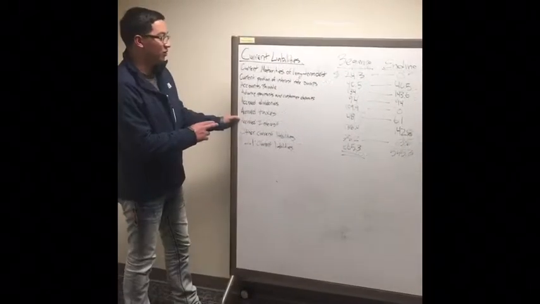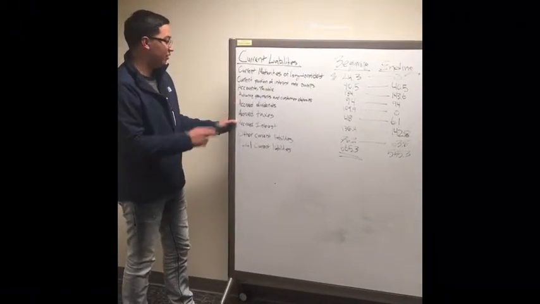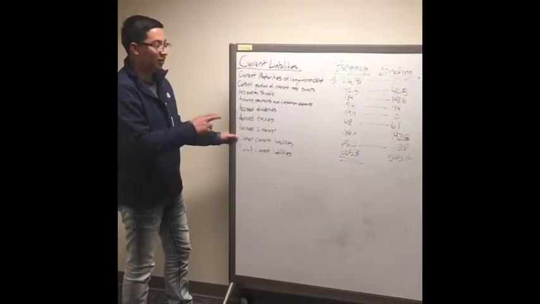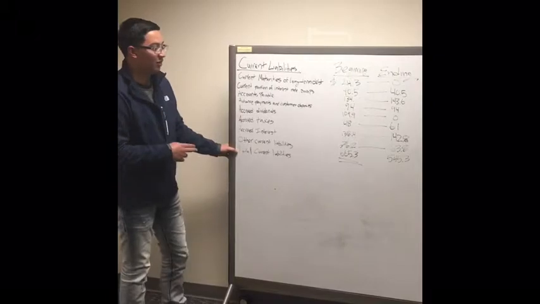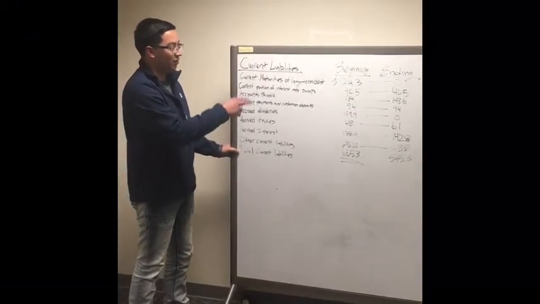Accrued interest payable, we saw there was an increase, so we added it back. For other current liabilities, there's a decrease, so we subtracted it. And for total current liabilities, we just added the sum of all of these.